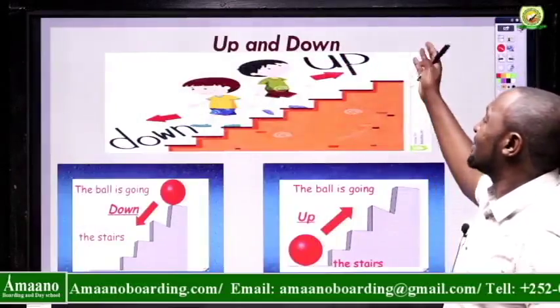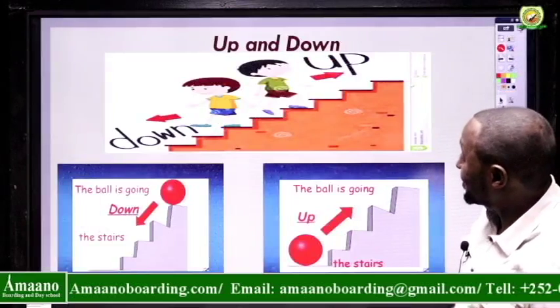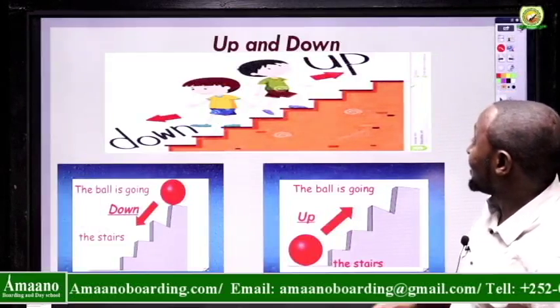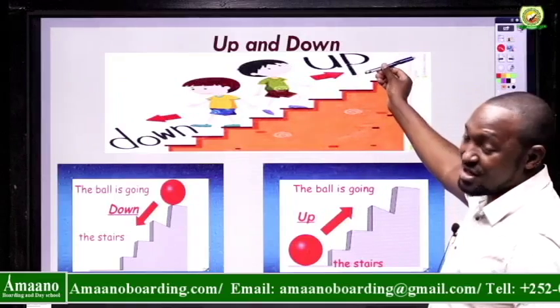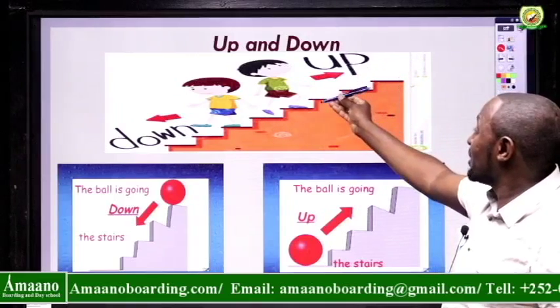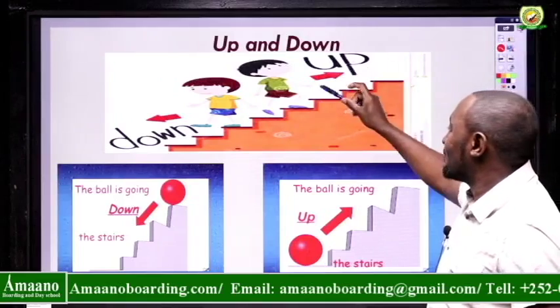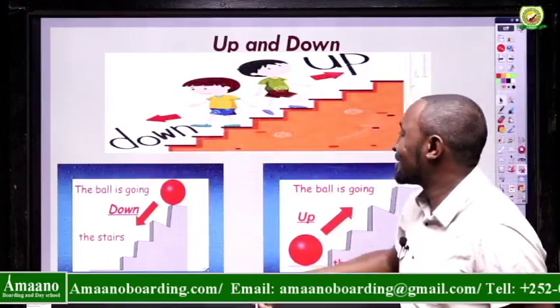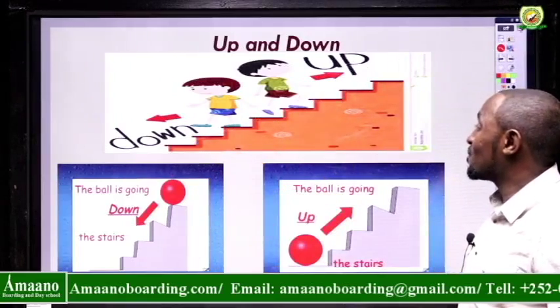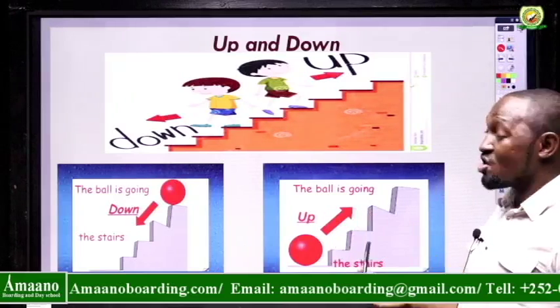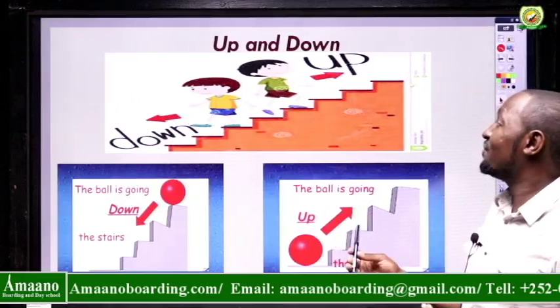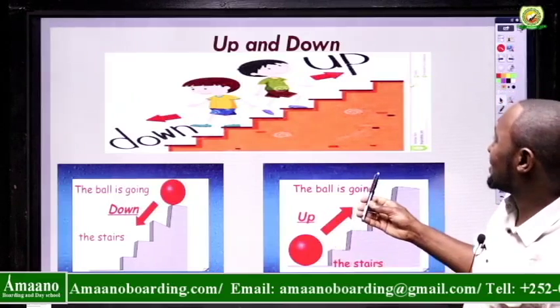Up and down. There are two pictures. There are some pictures again. So you can see the arrows show up the stairs. The boy is going up the stairs and the other one is going down the stairs. So up is used to show when a noun or a pronoun is moving in the direction that is upwards.